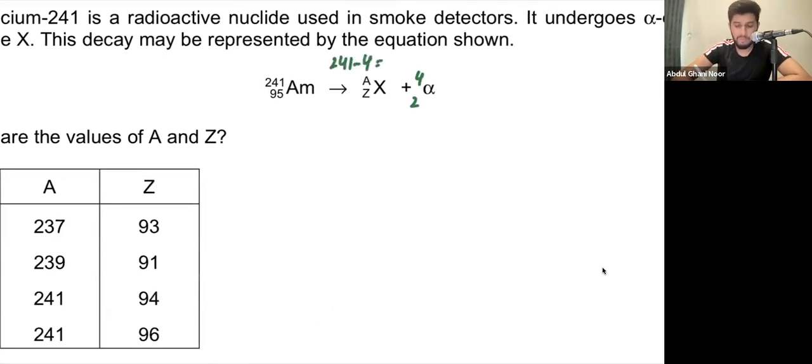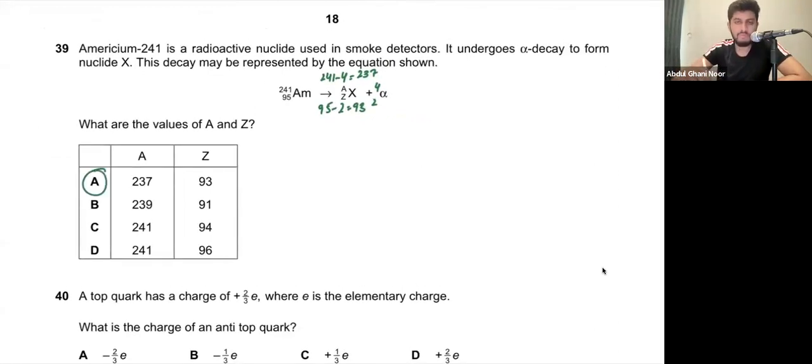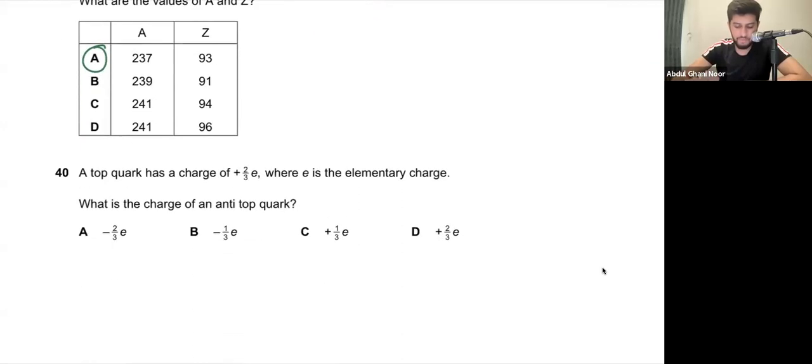What is 241 minus 4? 237. And Z will be 95 minus 2. What is 95 minus 2? 93. So 237 and 93. A very simple, straightforward question. The next one is even easier, simpler.